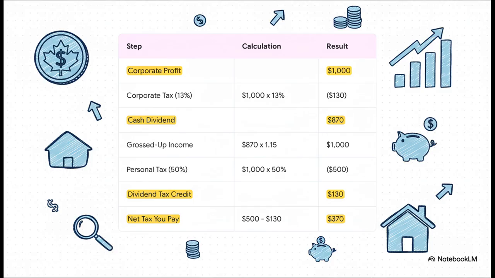Okay, let's make this real with an example, because the numbers really help. Let's say a company earns $1,000. It pays, say, $130 in corporate tax. That leaves $870, which it pays out to you as a dividend. On your tax return, you gross up that $870 back to the original $1,000. Now, let's imagine your personal tax on that would be $500. But then you get that dividend tax credit for $130, the exact amount the corporation paid. So your net personal tax is only $370. The double tax problem? Solved.